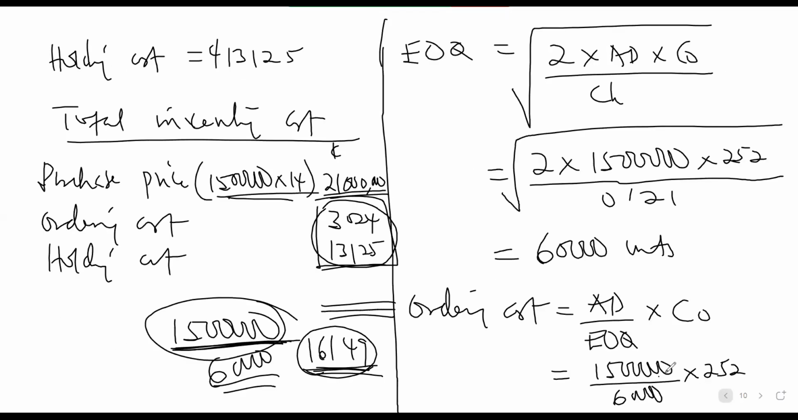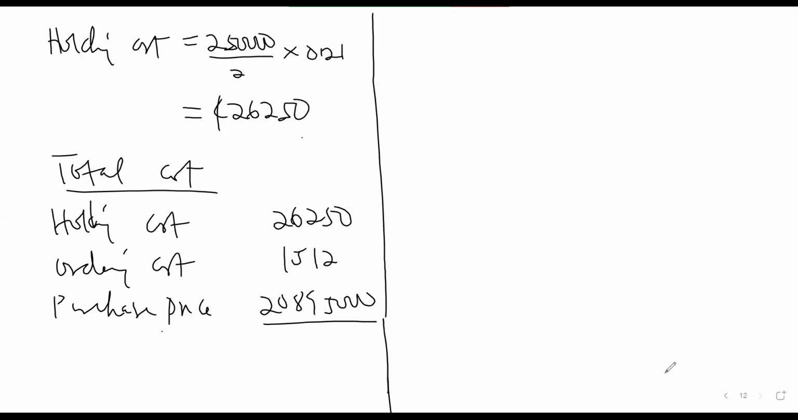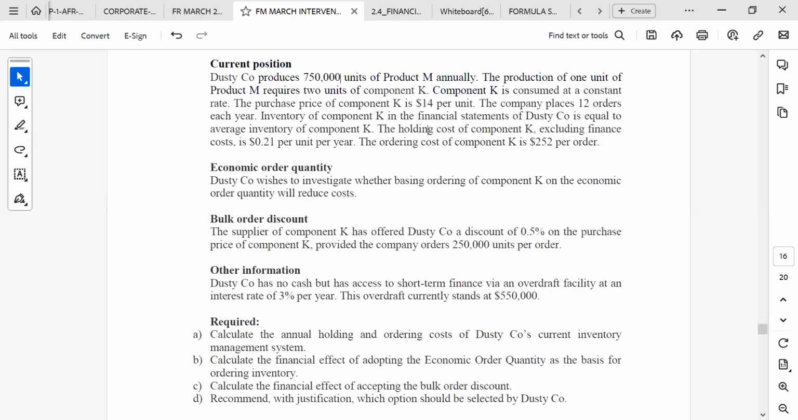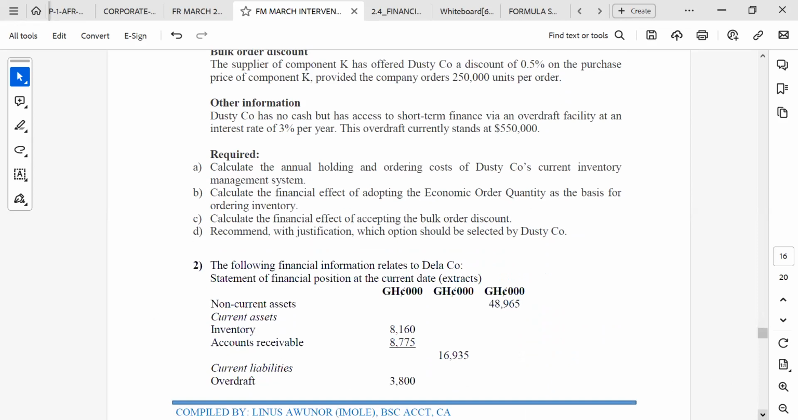So this is the current position. You put the economic order quantity together. Then if you come here, you put this one also together. You see that the discount will be giving them the better option. So they should go for the discounts. That is the recommendation that you have to give to them. And why they should go for the discounts, you have to tell them.